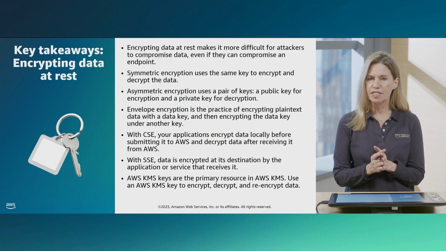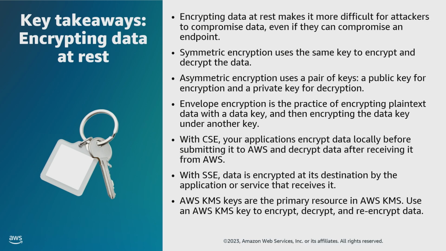Here are the key things to remember from this section. Encrypting data at rest makes it more difficult for attackers to compromise data. Symmetric encryption uses the same key to encrypt and decrypt the data, while asymmetric encryption uses a key pair, a public key for encryption and a private key for decryption.